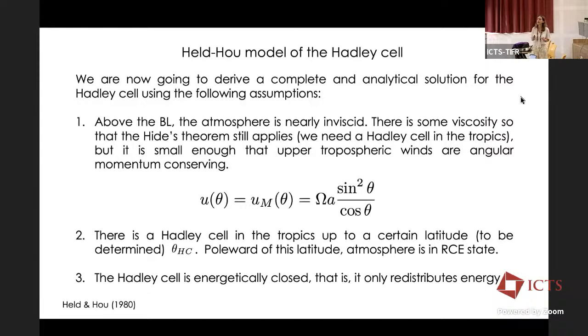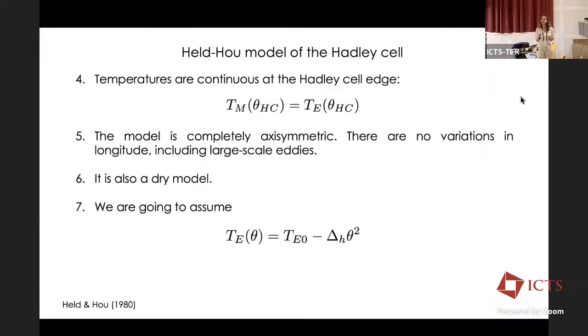We are going to assume that there is a Hadley cell in the tropics up to a certain latitude, and this is one of our unknowns in the problem. We're going to call this theta HC, theta Hadley cell. Poleward of this latitude, because RCE is a plausible state, we assume that the atmosphere is in the RCE state. We're also going to assume that the Hadley cell is energetically closed. What this means is that the Hadley cell only redistributes energy in the meridional direction. We will see that the overall integral of the net cooling needs to be equal to the integral of the net warming in the ascending and descending branches of the Hadley cell respectively. Then we also require that the temperatures are continuous at the Hadley cell edge.